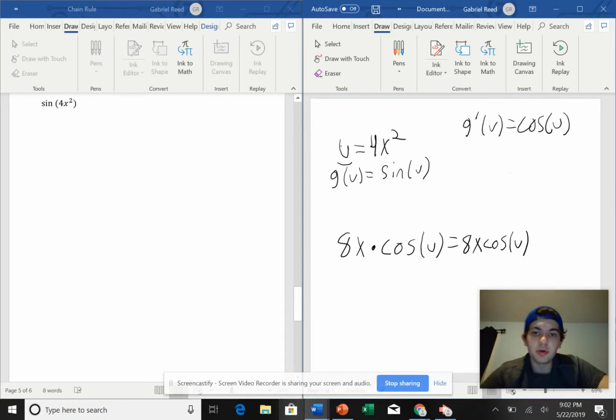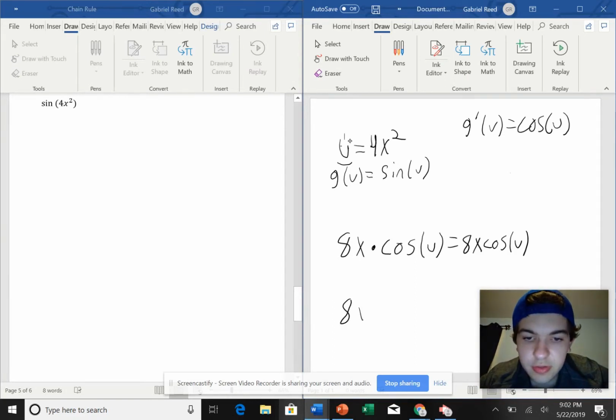But since we already know what our u value is, which is 4x squared, we just put that into our final answer, and that will give us our correct solution.